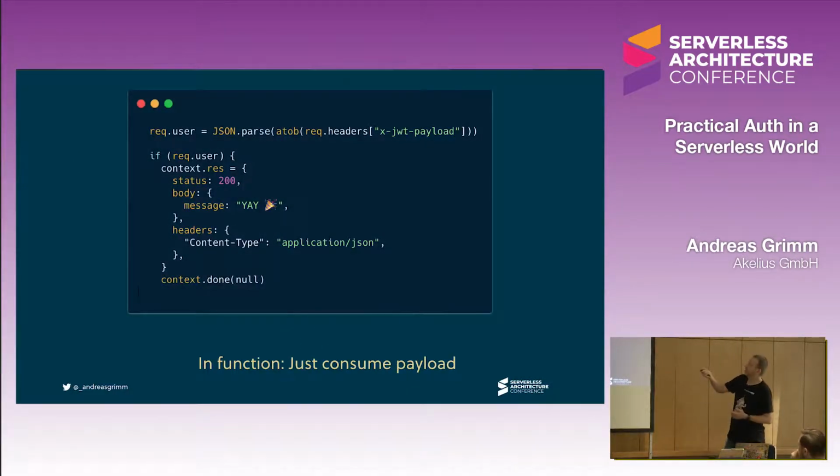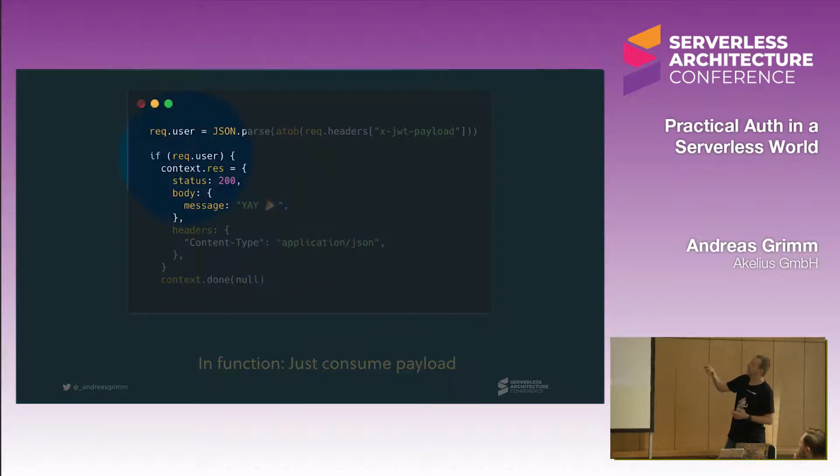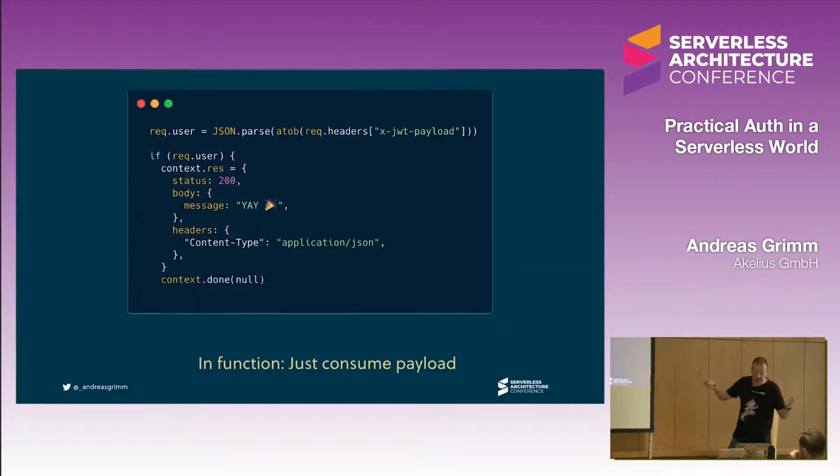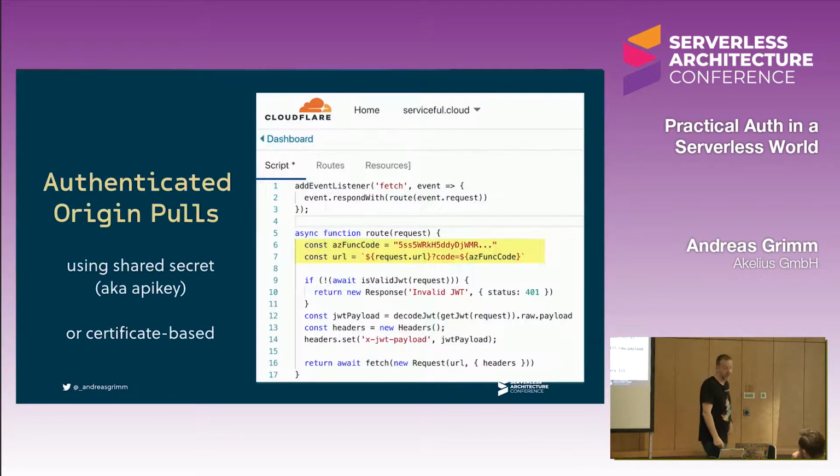which would look like this. You don't have to do this validation. You just say, give me the JWT payload that is in the header, because I know that only Cloudflare can call me. How can this be secured or ensured? There's something called authenticated origin pools, which is based either on something like a shared secret, an API key again, or also certificate-based.